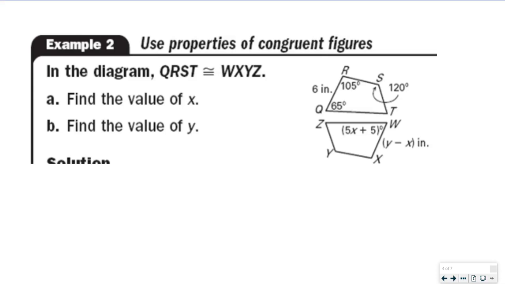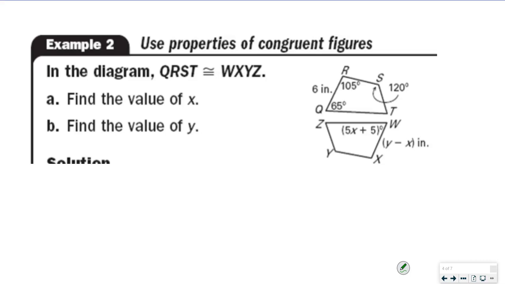Okay, 4.2 part 2. We're going to continue with the examples in your note packet. So we're going to use the properties of congruent figures. It's not just necessarily triangles. We can do this with other figures also. So in this diagram, QRST is congruent to WXYZ. Notice they're not in the same position. The one on the bottom is kind of turned and upside down.